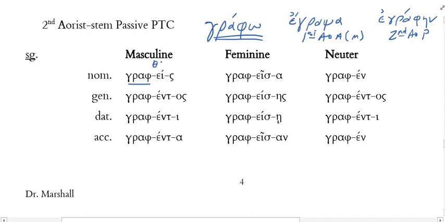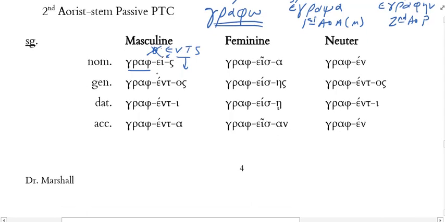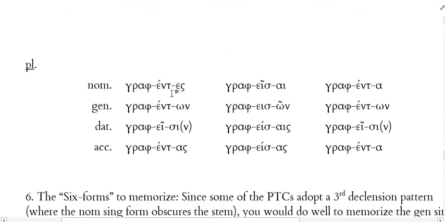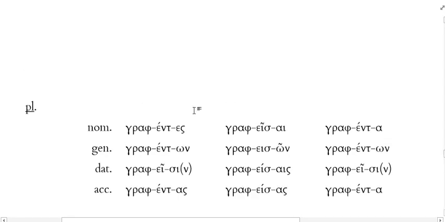And then it should have been nu tau sigma. What happened to the nu tau before the sigma? Drops out. Epsilon compensatorily lengthens to the diphthong epsilon iota. All right? So let's read the forms here. Graphase, graphentos, graphenti, graphenta, and then on the plural side, graphentes, graphentone, graphesi, and graphentas. Notice the nu tau has dropped out before the sigma, and I have that compensatory lengthening again.